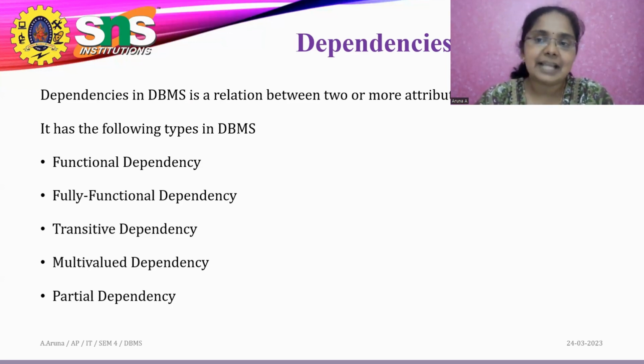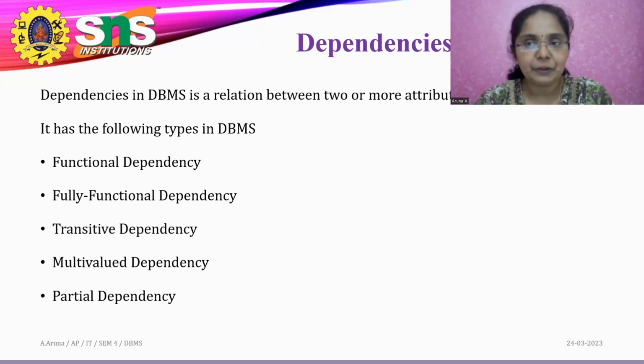Transitive dependencies are nothing but indirect dependencies. For example, I have three or more attributes in a particular table, say P, Q, and R. If P can fully functionally determine the value of Q and Q can determine the value of R, then we can say P can indirectly determine the value of R. This is called a transitive dependency.